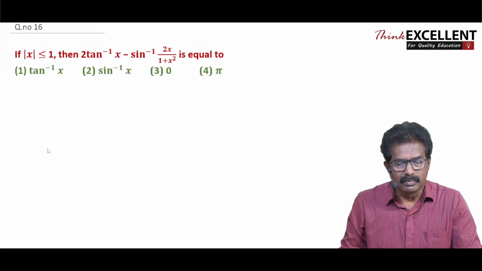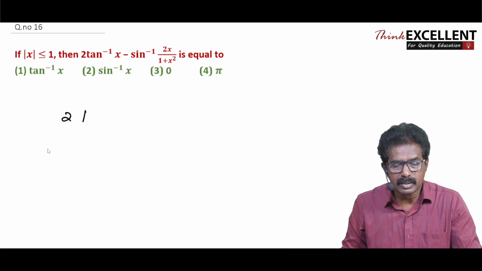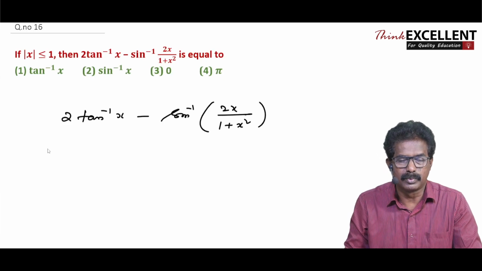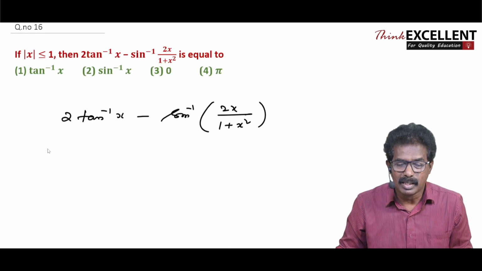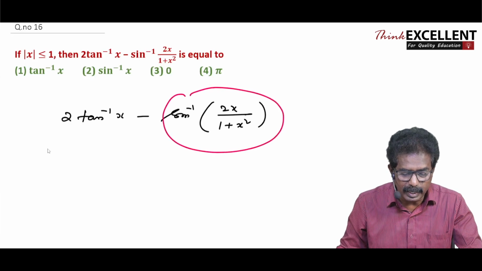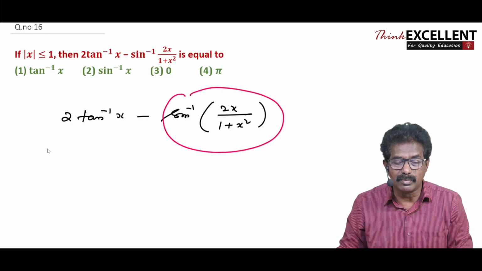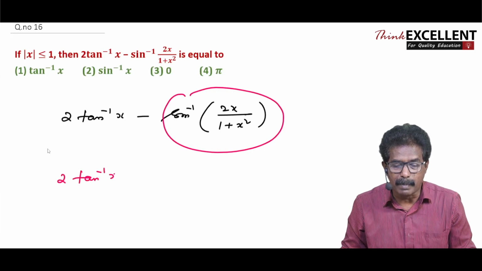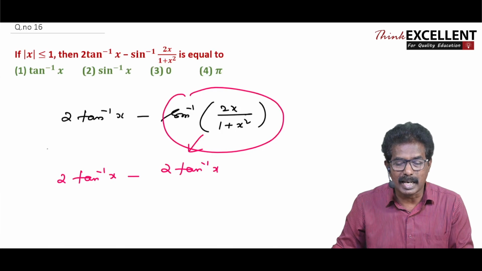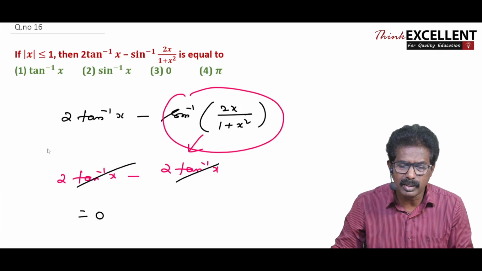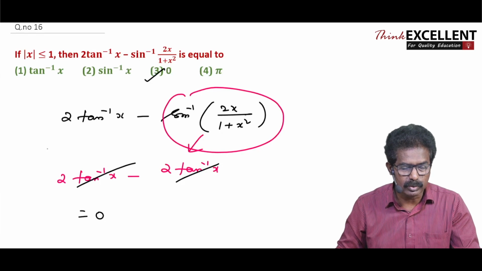Listen, the 16th one, another very simple question. 2 tan inverse x minus sin inverse of 2x by 1 plus x square. So I asked you to learn all the formulas, otherwise you would go for other lengthy methods. Sin inverse 2x by 1 plus x square is the same as 2 tan inverse x. The first term is 2 tan inverse x, minus this is also 2 tan inverse x. I gave 3 formulas. Learn all the formulas, it will be useful somewhere, right? So both get cancelled, and your answer is 0. If you know the formula, you can save a lot of time. Now next, question number 17.